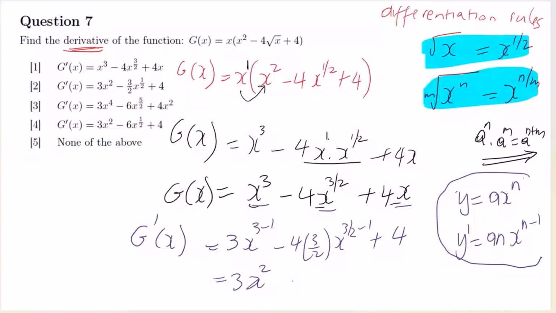3 over 2 minus 1. I can come to my calculator. 3 over 2 minus 1 is half. So this is going to give me half, plus 4. I check against what is given to me. Okay, I've got 3x squared minus 6 to the power half. So this is my answer. All the other ones are wrong.